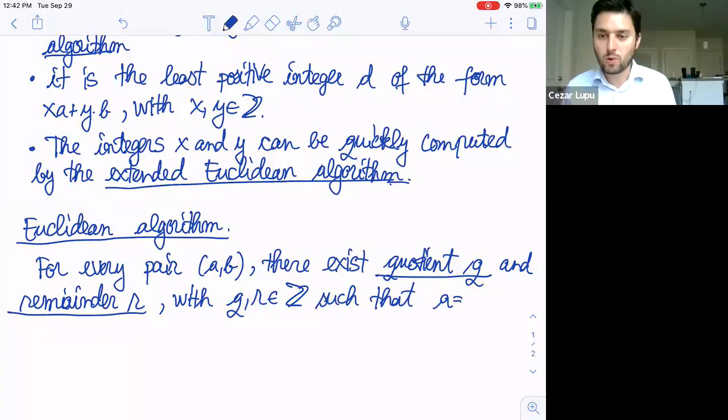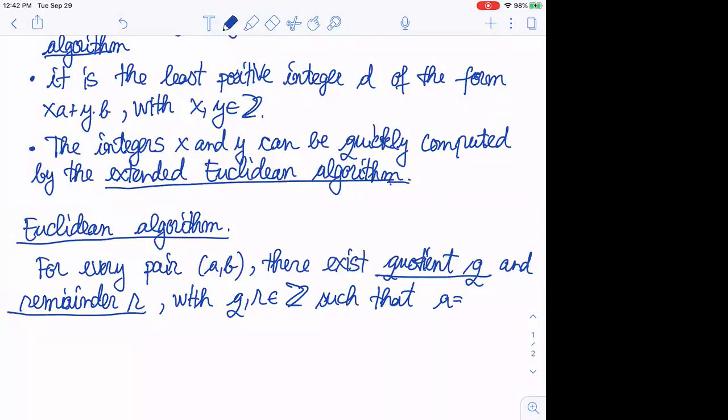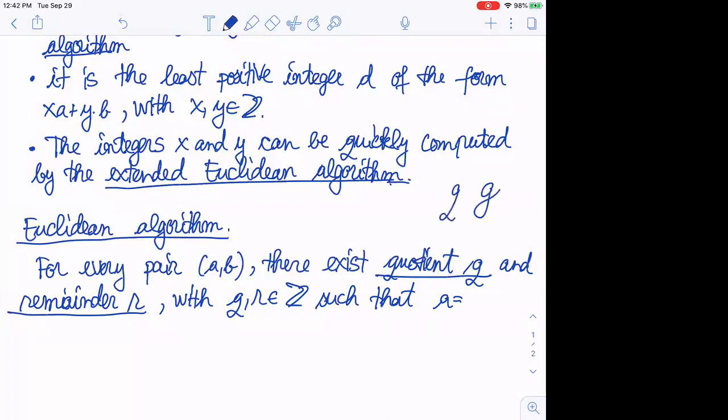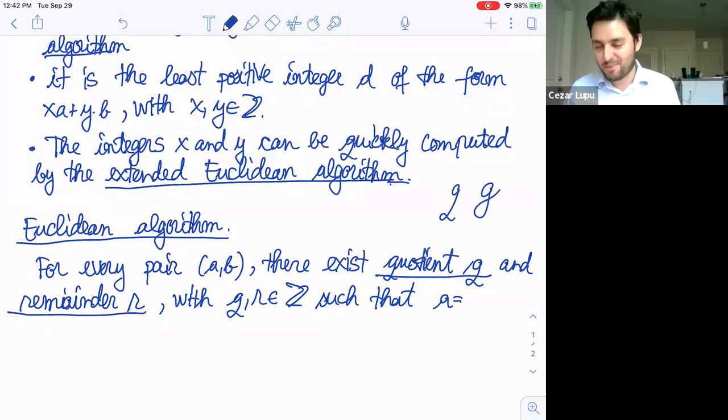I'm sorry. It's Q. It just looked like a G. This is a G for me. This is a Q for me. I understand there's a difference between them. But anyway, I have a problem writing. You're not the first one who says this. Keep this in mind that they're different. So this is a Q here.